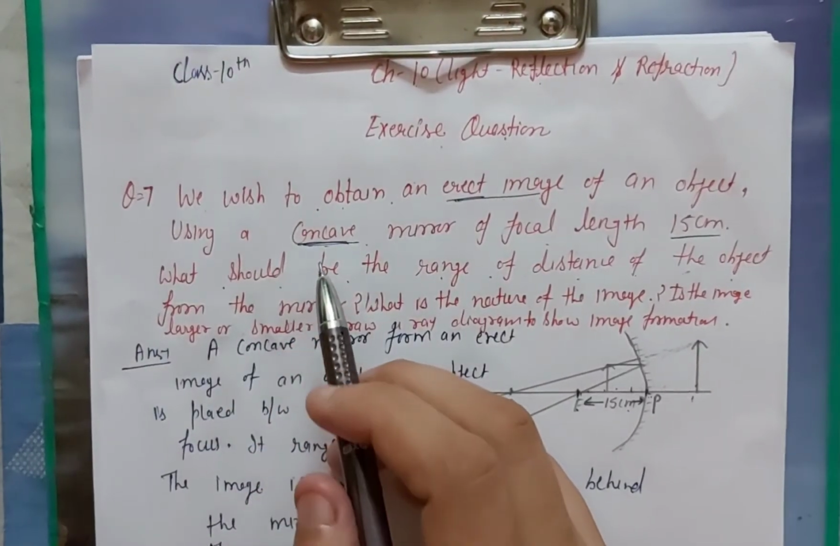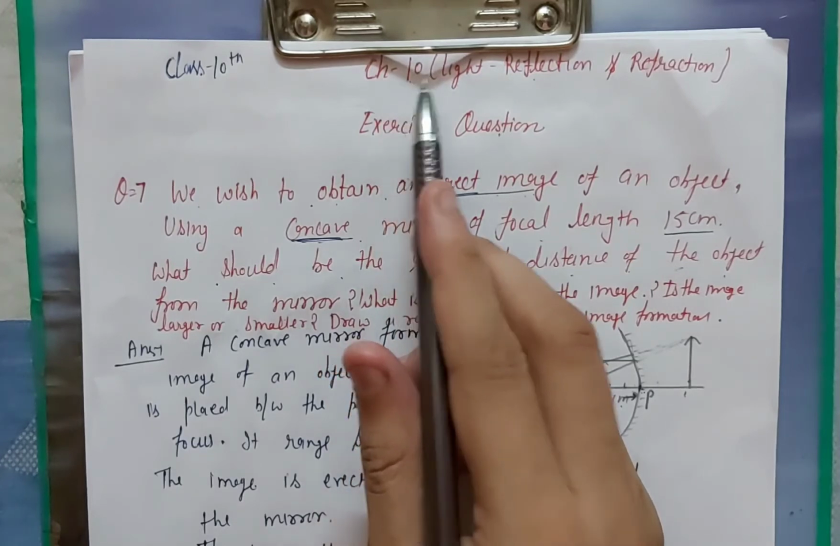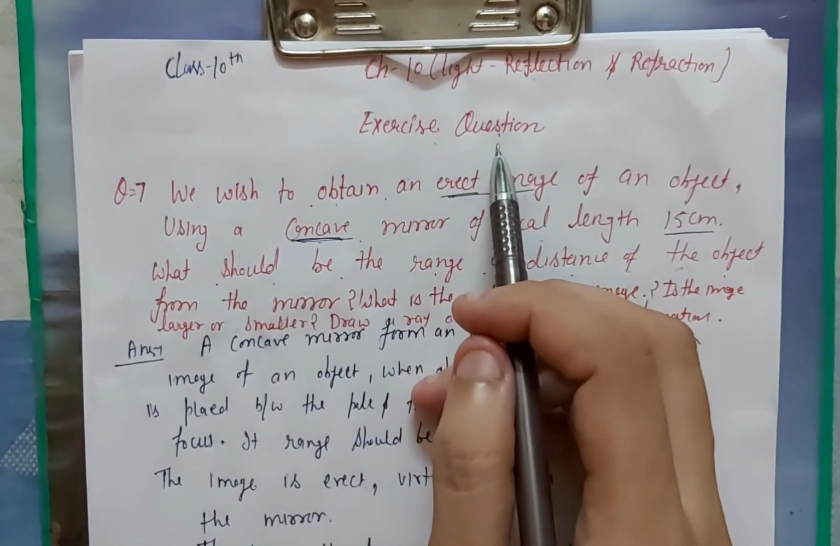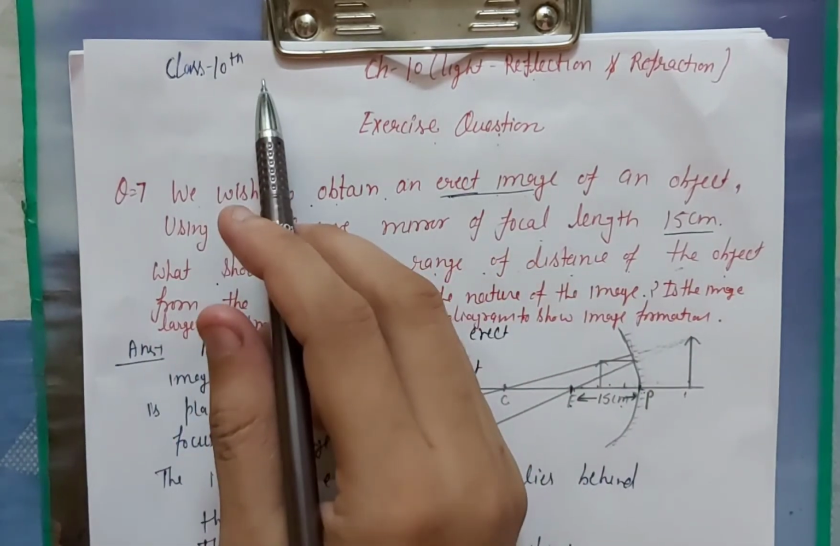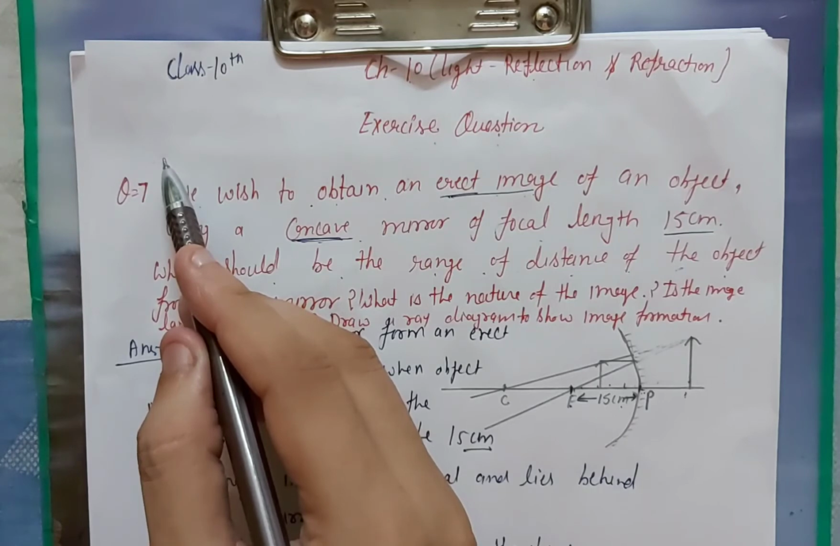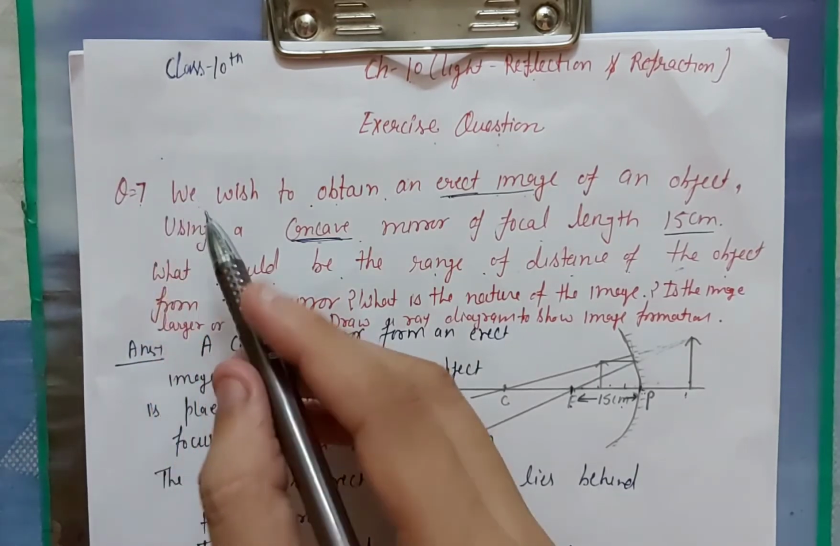Hello students, today we will do chapter number 10, that is Light, Reflection and Refraction, exercise questions of class 10th. As we know, questions 1 to 6 are MCQs, so we will start from the 7th question. So what is the 7th question?